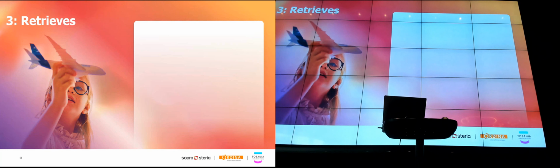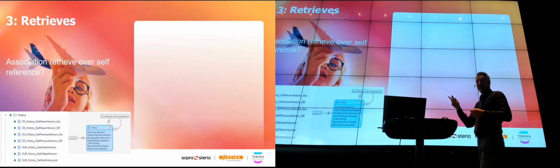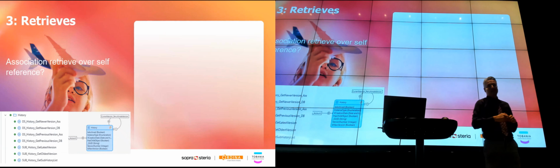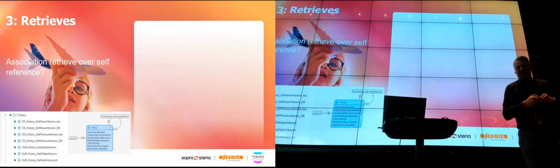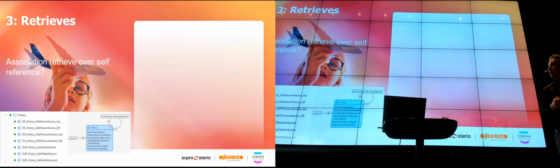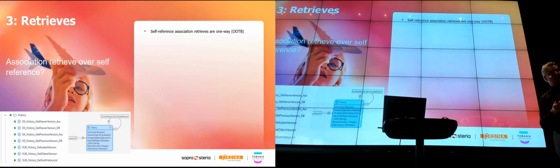So let's look at retrieves. So you might have thought, hey, self-reference, that's nice. But if I want to retrieve an object from cache, then I have an issue because Mendix only allows me to do a one-way retrieve from the child node to the parent node. So it's a one-way retrieve for association retrieves.